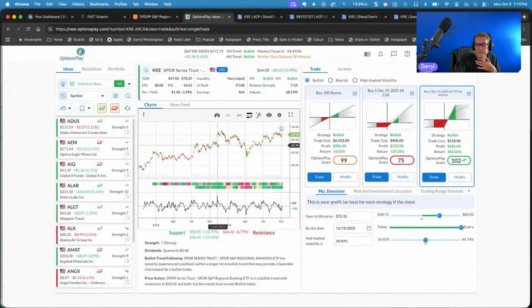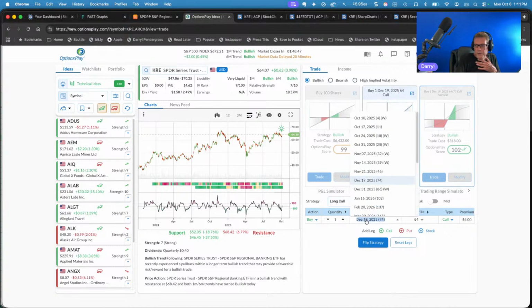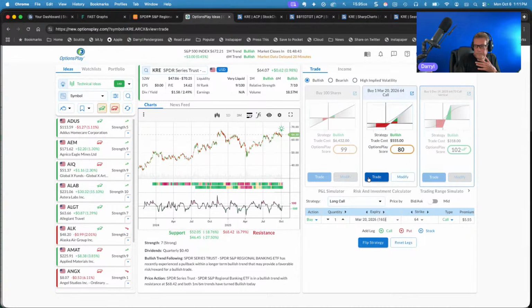So let's go into options play. And you can see I have KRE pulled up here. I'll just show you how I modeled this over the weekend. But basically, since I feel that it is going to go up by 16%, I wanted to buy a call that was deep in the money. The way I modeled it was selecting a 55 call that, at the time I modeled it this weekend, was 80 delta, 0.8 delta. So I'm going to go with that.